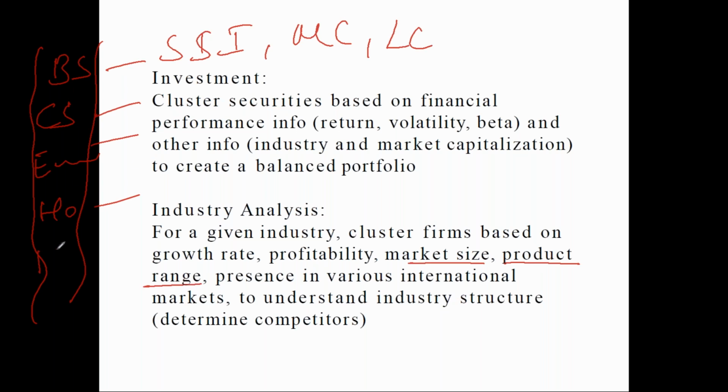Like this you'll have them based on their market size or product range, like different pharma companies, hospital industry, Apollo hospitals, Manipal hospitals. Like this you have different companies and different markets. Based on these areas and international markets, your industry analysis will be done. That is called your clustering.